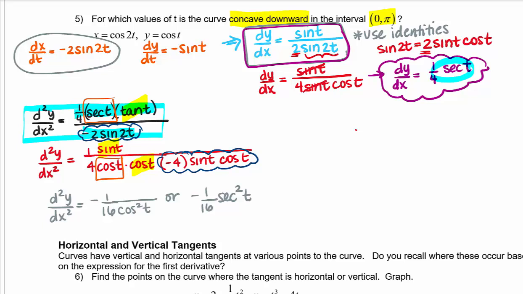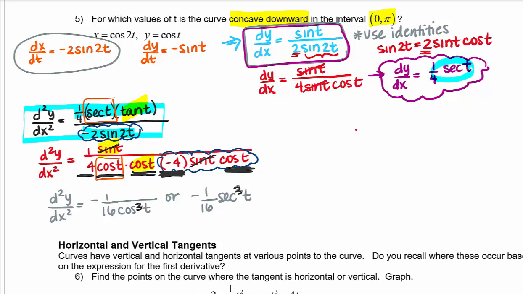So the sine t's do divide to 1. And then I have cosine times cosine times cosine. So if you'll excuse me, I have cosine cubed, or -1/16 secant cubed t. I lost that third one. So here's one, here's one, here's one. Right, so I have cosine cubed, and the -4 times 4 gives you the -16 in the denominator.